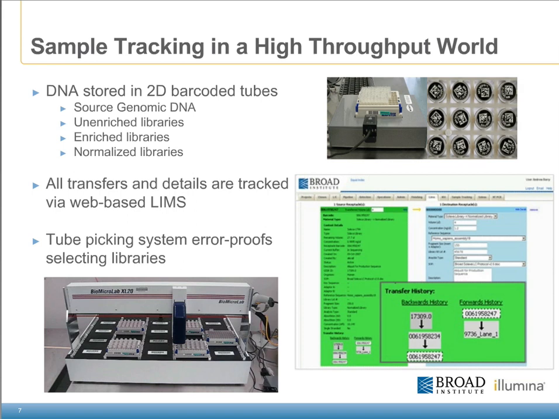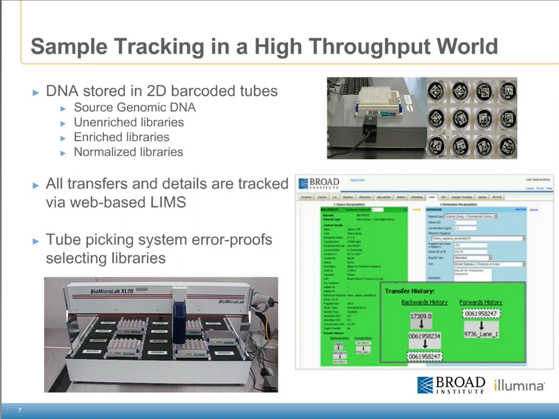We store all our DNA, including our source genomic DNA, and all intermediate library types, including unenriched, enriched, and normalized. All of these have 2D barcodes on the bottom of the tube and allow us to track their movements through the lab and to associate different tubes with each other. All of these transfers and tracking information is detailed in our web-based LIMS system. And you can see here in the lower right, there's an example of our LIMS system.